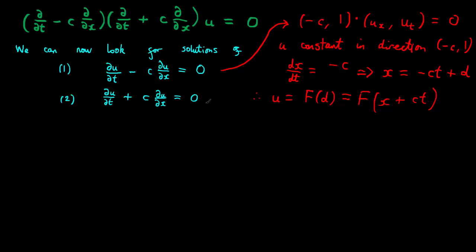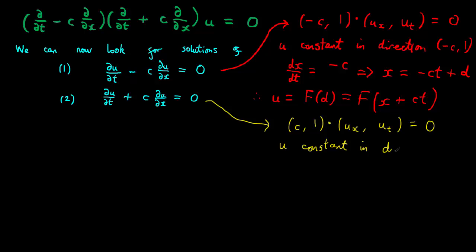How about this second problem, problem 2? Well, that's very similar. So we can rewrite that as c, 1 dotted with ux, ut equals 0. Again, this is a directional derivative equal to 0 in the direction c, 1, and therefore if a derivative is 0, the function itself u must be constant in that direction, so u is constant in the direction c, 1. And lines in the direction c, 1 are defined by dx dt is equal to plus c in this case, so c over 1.